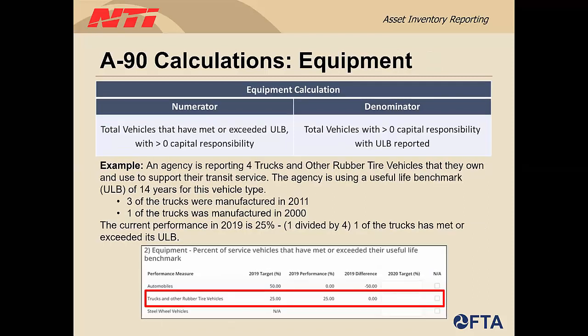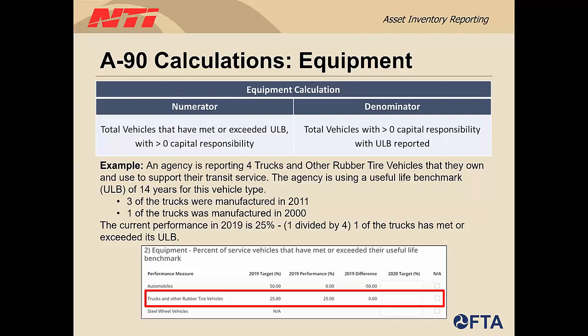Next is the equipment section, which corresponds to your agency's A35 service vehicle inventory. This section has 3 target fields, 1 for each service vehicle type. Similar to the rolling stock or revenue vehicle inventory section, this section on the A90 calculates performance by taking the total number of vehicles that have met or exceeded their reported useful life benchmark with capital responsibility and divides by the total number of vehicles with capital responsibility and a useful life benchmark reported.